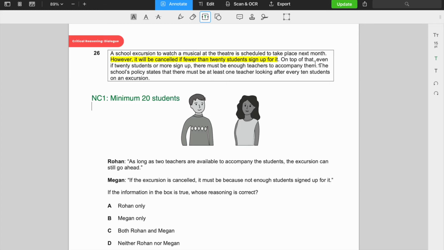On top of that, even if 20 students or more sign up, there must be enough teachers to accompany them. So that's necessary condition number 2, which is enough teachers to accompany them, okay? And that would be specifically at least 1 per 10.